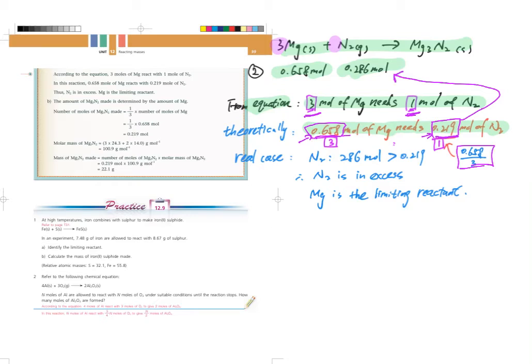In the real case, the number of moles of nitrogen is actually 0.286 mole, right? Which is greater than the 0.219 theoretical. So in the real case, that means nitrogen is in excess because it's larger than the theoretical number of moles. So that means magnesium is the limiting reagent. Okay, so this is a second strategy that can determine which one is the limiting reagent.